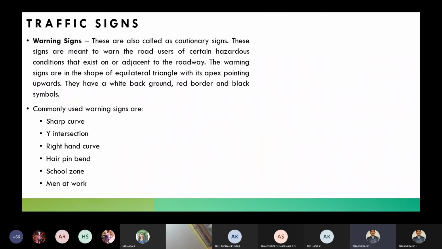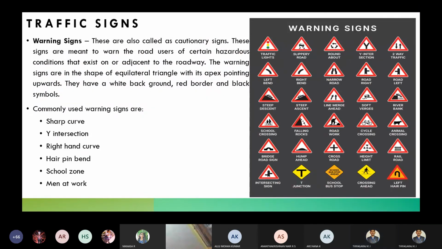Next comes the warning signs. The warning signs are triangular in nature with the apex upward. The border is red in color with a white background, and the indications are black in color. They are called cautionary signs, and they warn the road user of certain hazardous conditions present on the side of the road. There is an equilateral triangle with the apex pointing upwards, white background, red border, black symbols. You can observe the triangular shaped signs with the red border, white background, and the black markings inside.